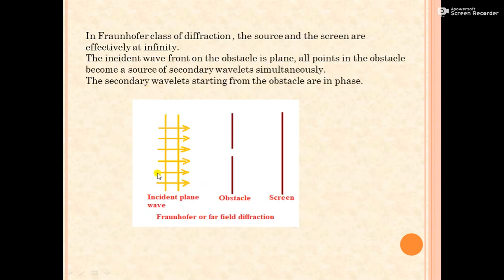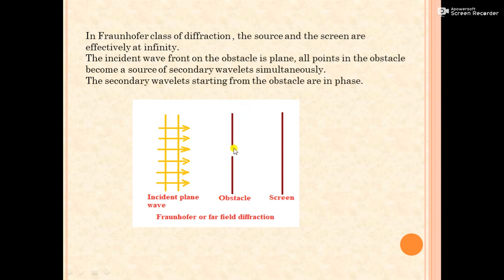This is the schematic of Fraunhofer class diffraction. The source and the screen are effectively at infinity. This is a schematic, so this distance is effectively at infinity. This distance is infinite, and this is also an infinite distance. As these distances are infinite, the incident wavefront on the obstacle is plane. All points in the obstacle become a source of secondary wavelets simultaneously. Here all the points are acting as the source of secondary wavelets.